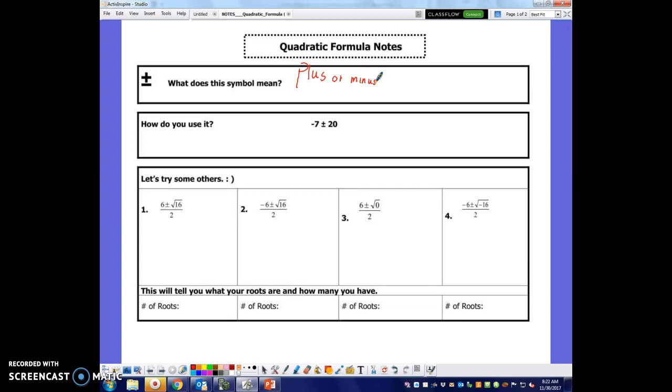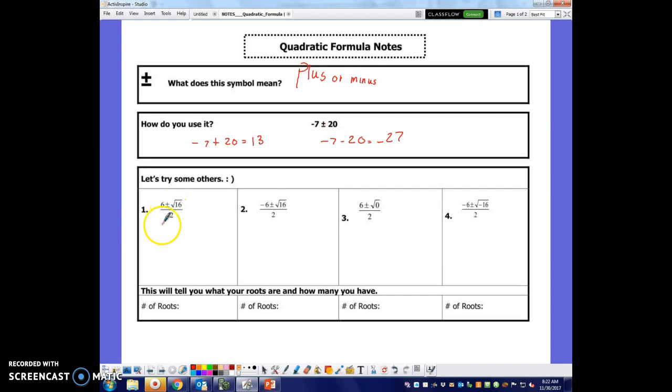Well, we have negative 7 plus or minus 20. So it's negative 7 plus 20 equals what? 13. And then negative 7 minus 20 equals what? Negative 27. So that's the difference. Negative 7 plus 20 is 13, and then negative 7 minus 20 is negative 27. That's how you use the plus or minus sign. So we're going to do that for these examples here.